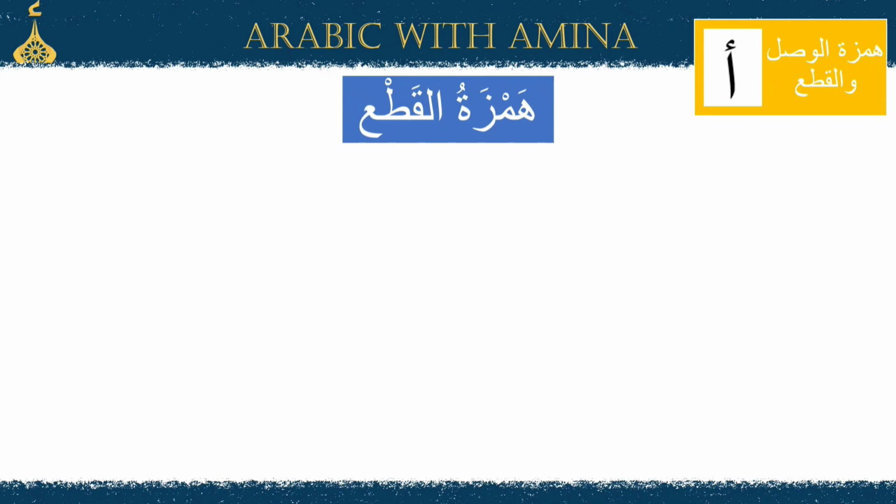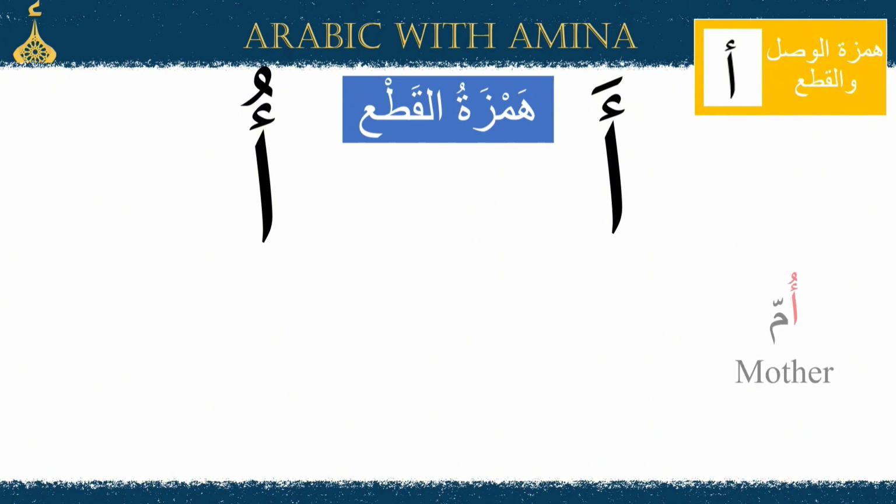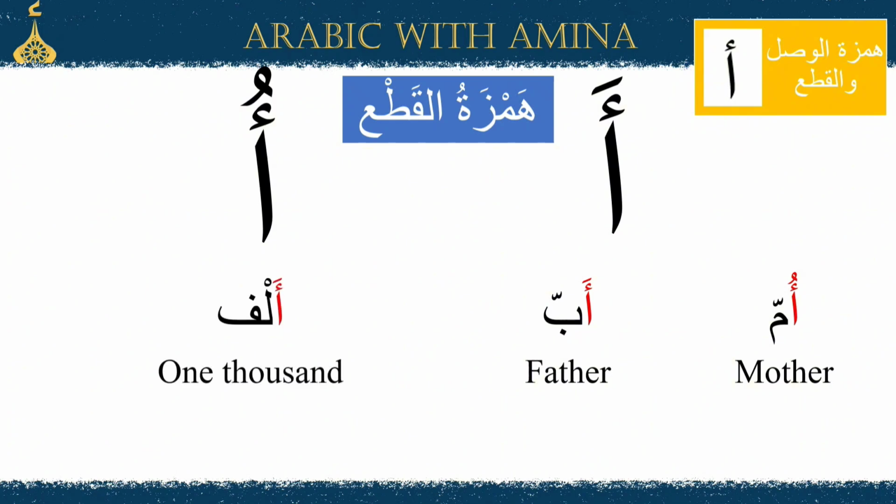if the Alif of Hamzat al-Qaṭ has a fatha or a dhamma on the Alif, the Hamza is written on the top of the Alif, such as in the words Umm, mother. It has a dhamma on the first letter, the Alif. Ab has a fatha. Alf, 1000. All of these words have the Hamza written on top of the Alif.